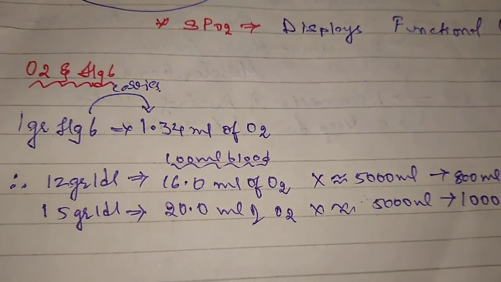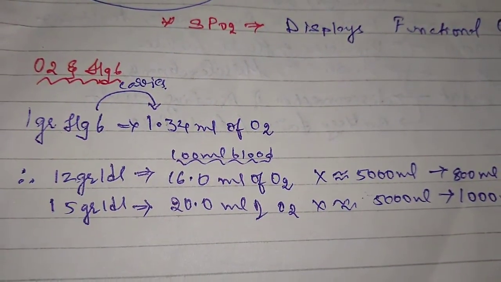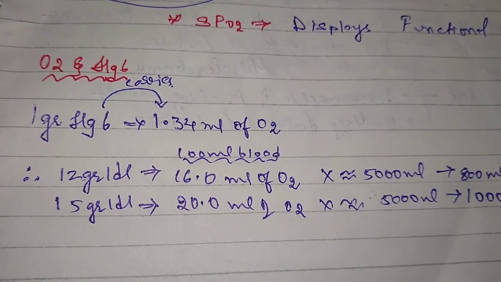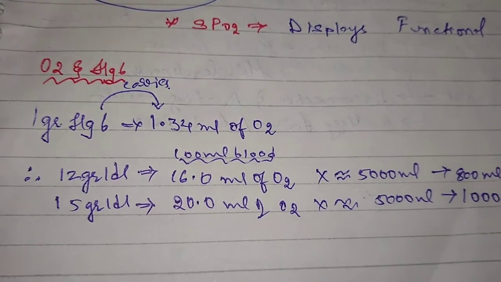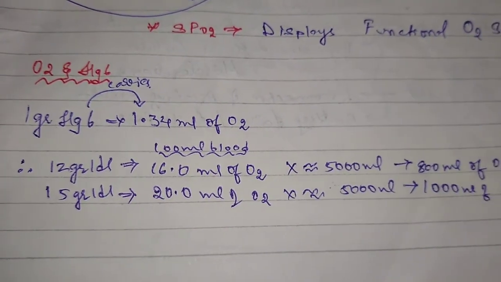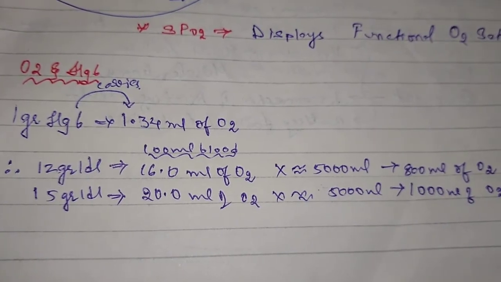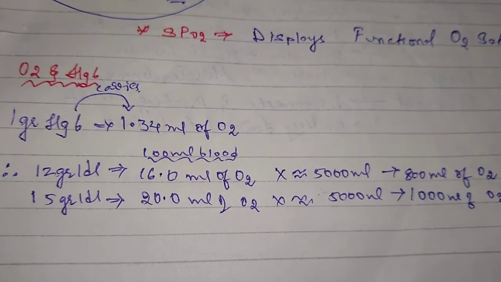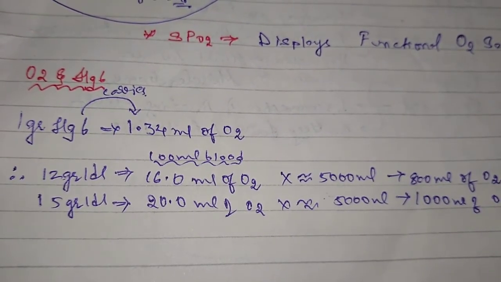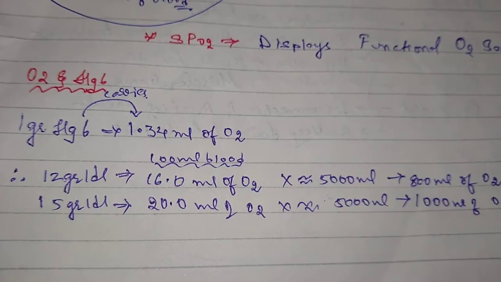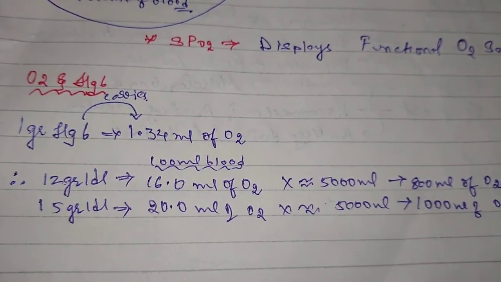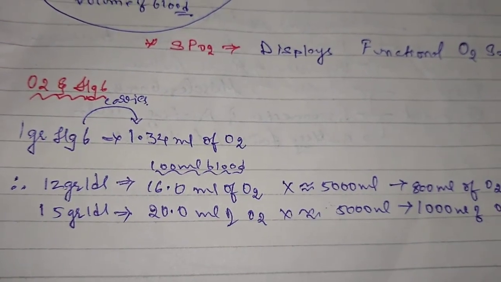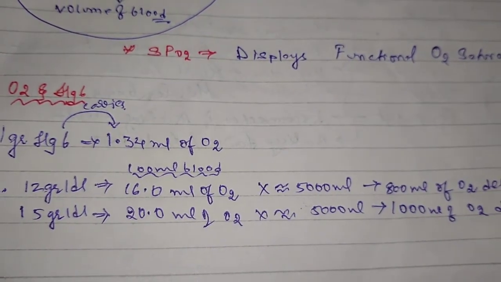Now let us see some basic calculation of how oxygen and hemoglobin are related. 1 gram of hemoglobin approximately carries 1.34 ml of oxygen. So if 12 grams per dl of hemoglobin is present in a patient, it may carry approximately 800 ml of oxygen, because we have 5,000 ml of blood, and per 100 ml it carries only 16 ml of oxygen. If there is 15 grams per dl, 20 ml of oxygen is carried by 100 ml of blood, so it will be approximately 1000 ml of oxygen.